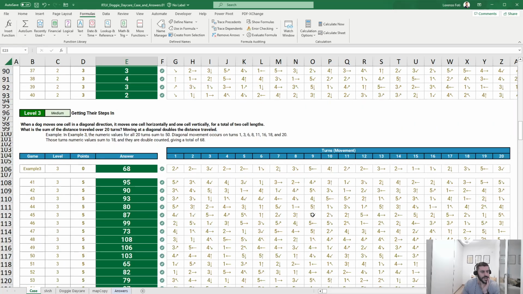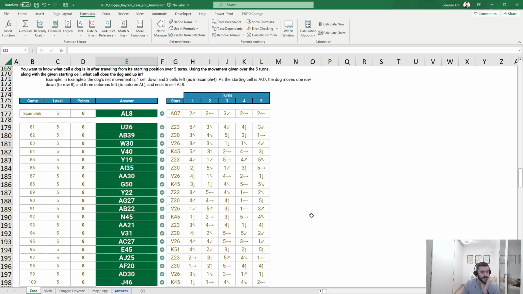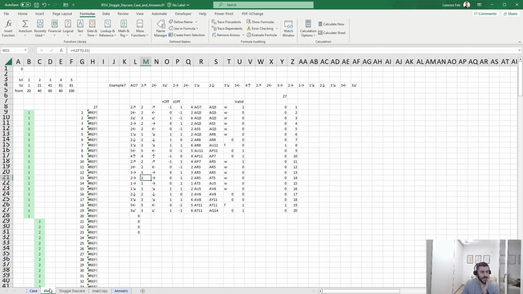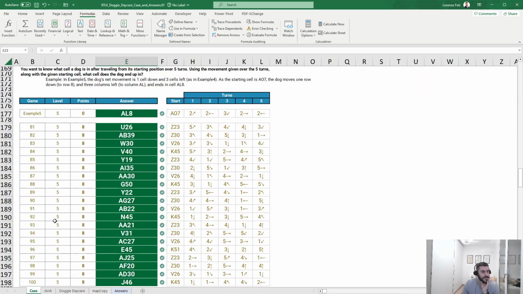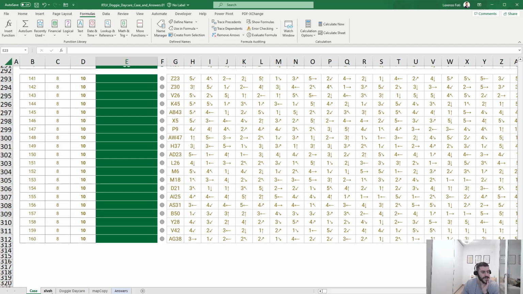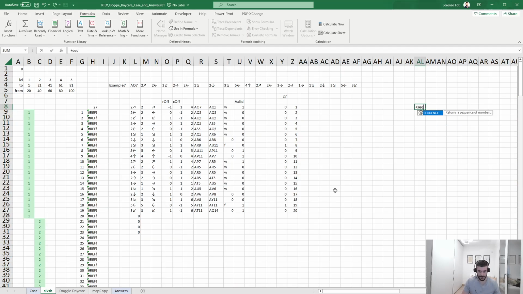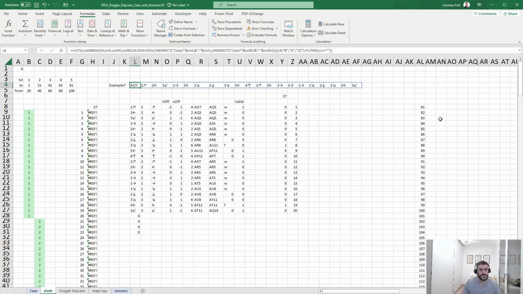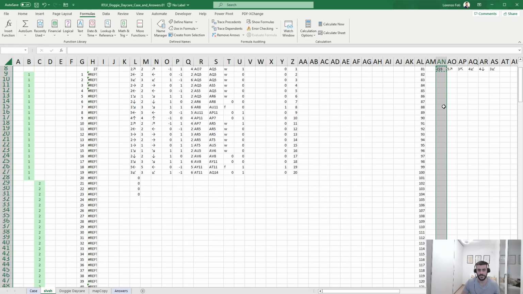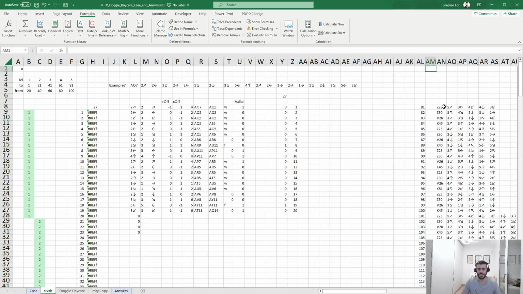So I went to levels 5 to 8, and I said, well, maybe there is a better way to do this, because I could leverage this. So 5 to 8 will be 81 to 160, a sequence of 80 starting from 81. Yes. What if I do simply this? Okay, this was much faster.